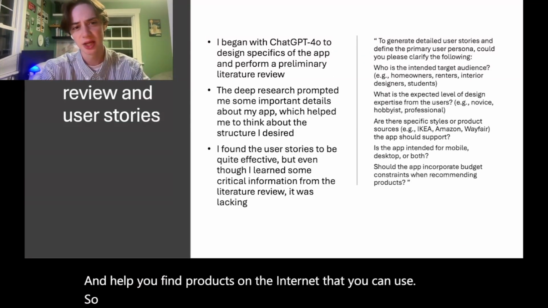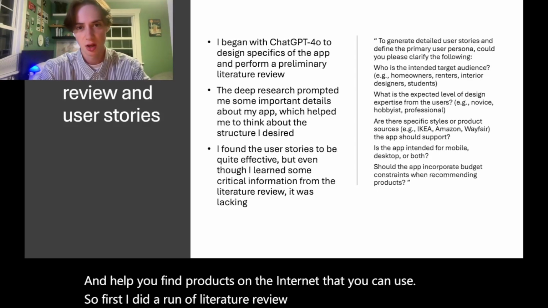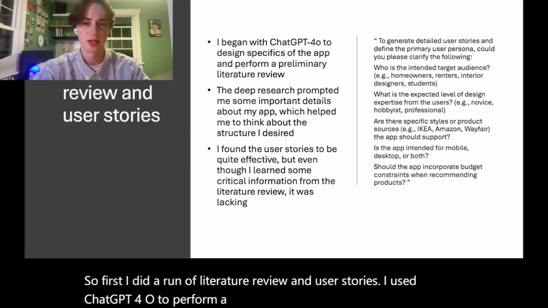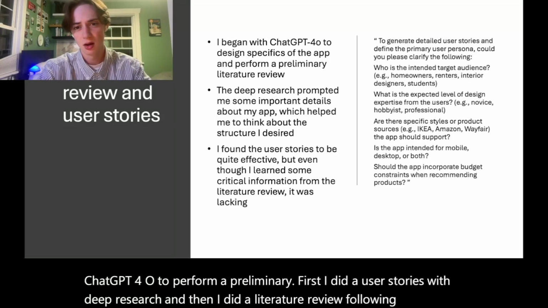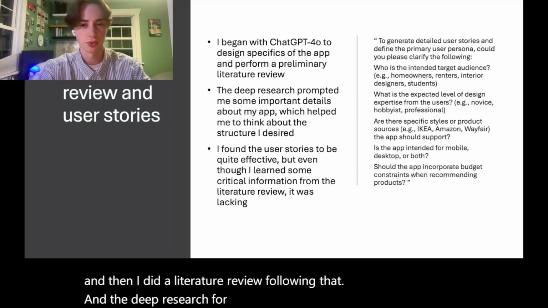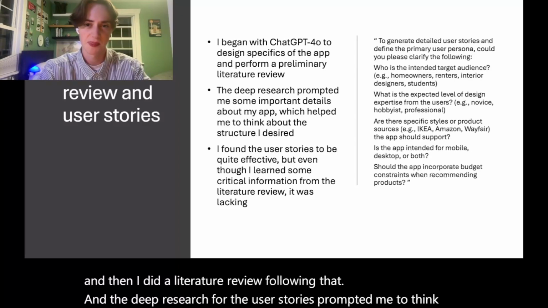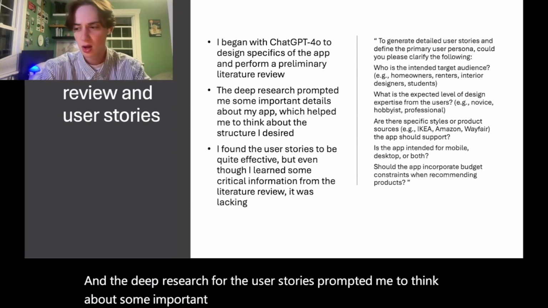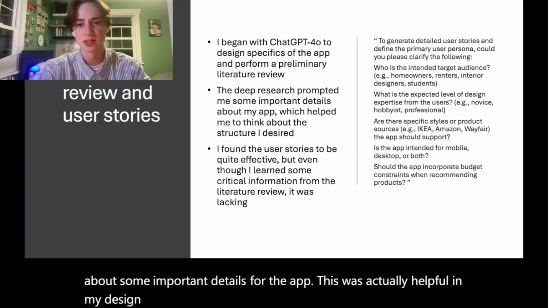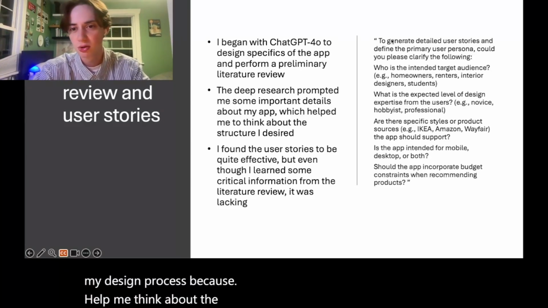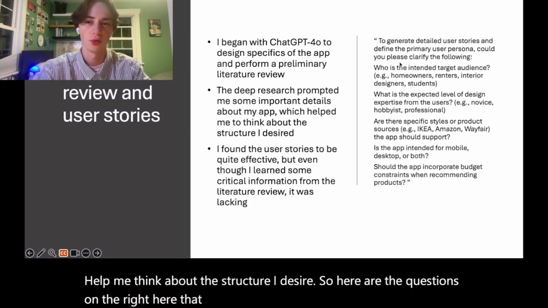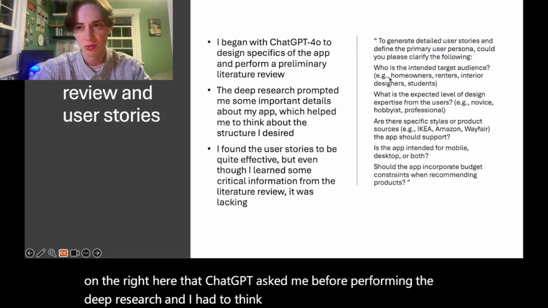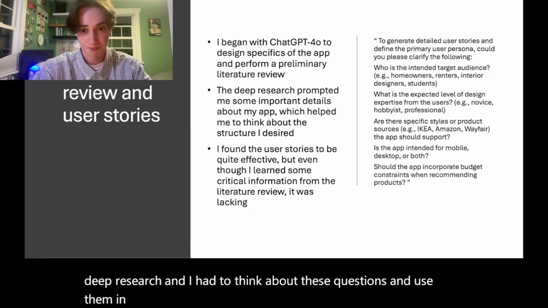So first, I did a run of literature review and user stories. I used ChatGPT 4o to perform a preliminary. First, I did user stories with deep research, and then I did a literature review following that. And the deep research for the user stories prompted me to think about some important details for the app. This was actually helpful in my design process because it helped me think about the structure I desired. So here are the questions on the right here that ChatGPT asked me before performing the deep research. And I had to think about these questions and use them in my product definition.